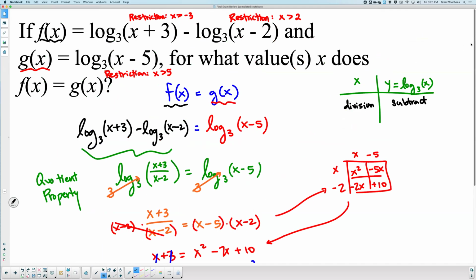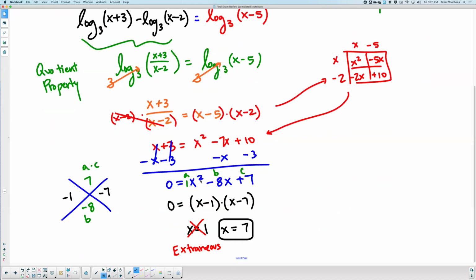You could plug that in the calculator to check, but this is true. Log base 3 of 7 plus 3, that's 10, minus log base 3 of 7 minus 2, which is 5. 10 divided by 5 is 2. So log base 3 of 2 is equal to, putting in the 7 here, 7 minus 5 is 2. Log base 3 of 2 equals log base 3 of 2. It works out. That's our answer. And that's a wrap.